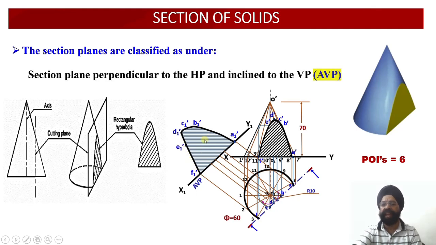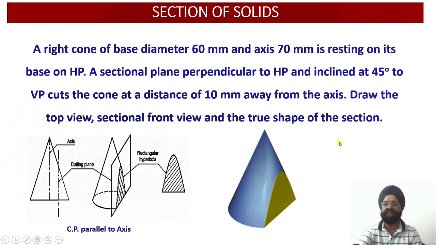These auxiliary elevation projections are going to provide us with the true shape of the cut section, and we can see this true shape is of greater size as compared to the section front view which we had obtained, right? So this was the basic discussion. Now let us start with the construction part.